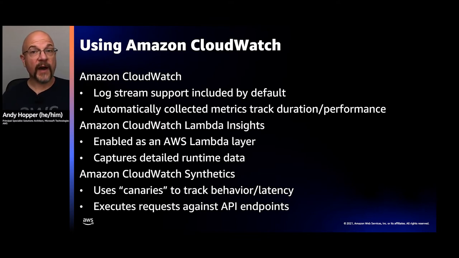However, you may find that you want to get more detailed information. If duration is not sufficient, you want to hear more about what kind of network throughput you get, what kind of memory consumption your Lambda is using. This is where CloudWatch Lambda Insights comes in. This is enabled by incorporating a Lambda layer, like I was talking about earlier, that incorporates the Lambda Insights monitoring infrastructure. And it's able to capture more detailed runtime data without you having to expressly do anything inside your Lambda itself.